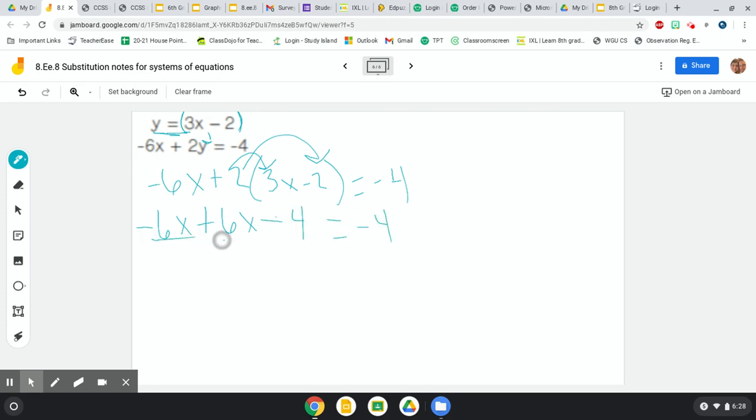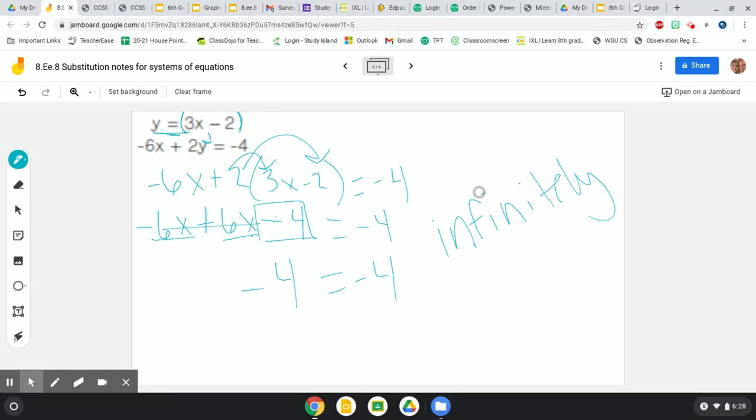Again, I'm going to combine like terms. Negative 6x plus 6x cancel out, giving me 0x, or nothing. And I'm left with negative 4 equals negative 4. Okay, don't forget that symbol here. Again, is this a true statement? Does negative 4 actually equal negative 4? Well, yeah, it does. So this is going to be one of those infinitely many solutions situations.